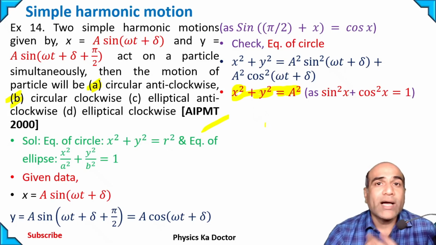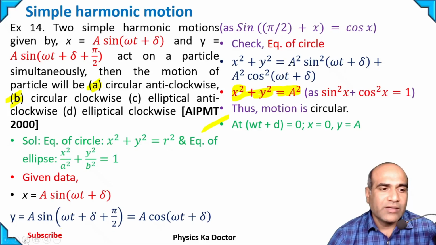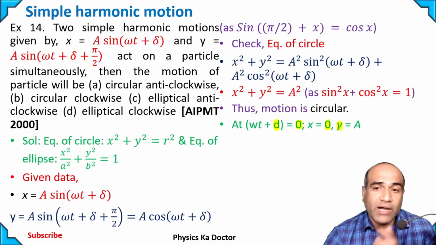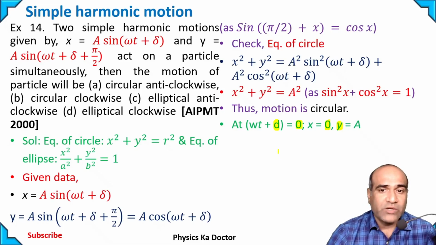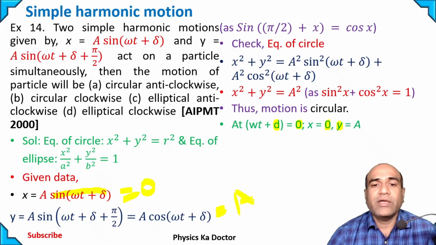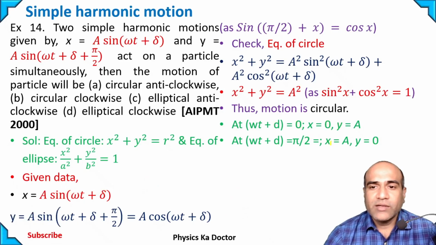Now, whether it is clockwise or anti-clockwise. The equation is x square plus y square equal to a square. Take omega t plus delta equal to 0, so it is starting with 0. Putting this value, theta is 0, so x is equal to 0 and y is a, the maximum amplitude, right? And after 90 degrees, x is a and y is 0. So initially x is 0 and y is a.